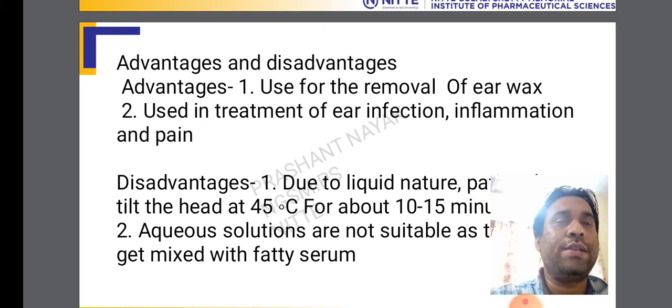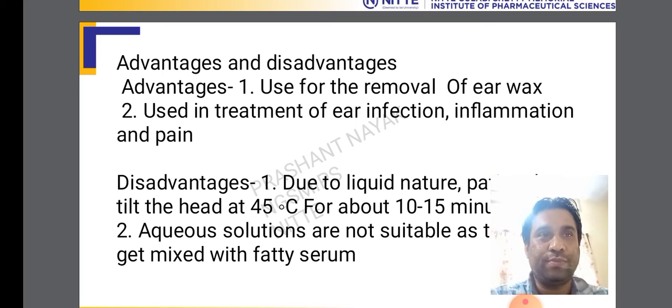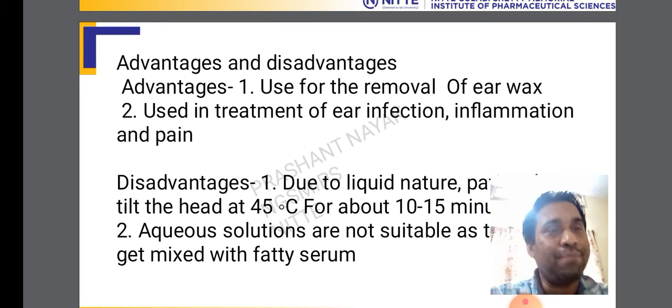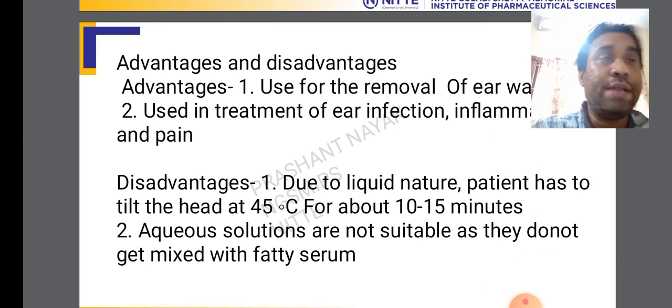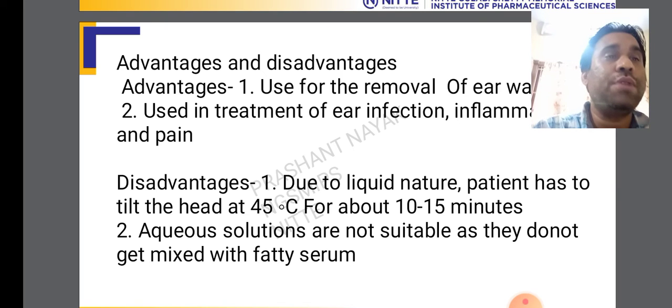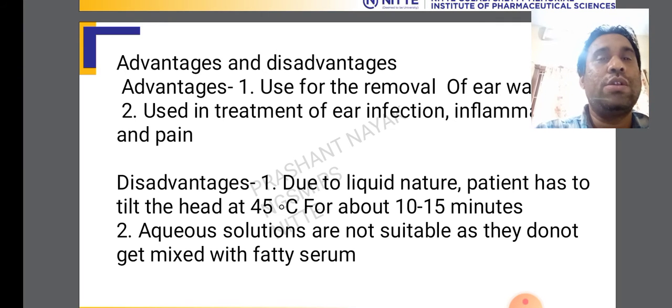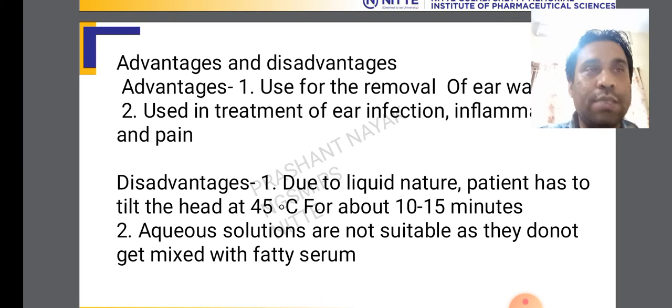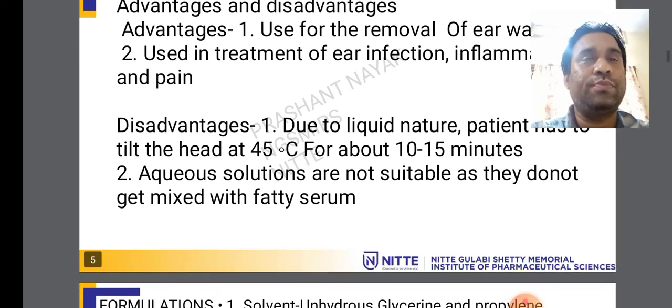Advantages and disadvantages. The advantage of this preparation is the removal of ear wax, and it is used in the treatment of ear infection, inflammation and pain. Disadvantages: due to the liquid nature, the patient has to tilt the head at 45 degrees for 10 to 15 minutes. Aqueous solutions are not suitable as they do not get mixed with fatty serum. So these are the advantages and disadvantages of ear drops.